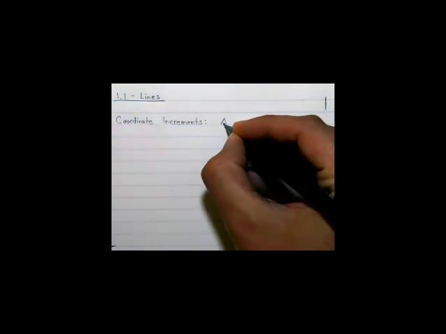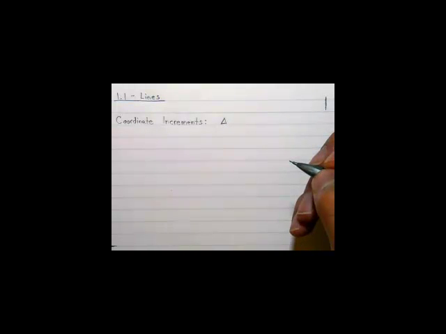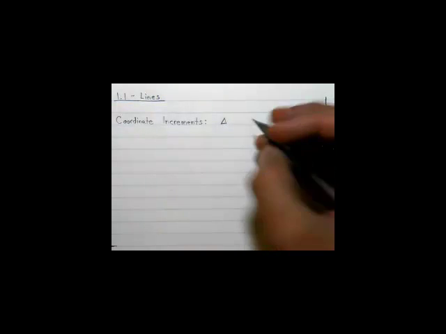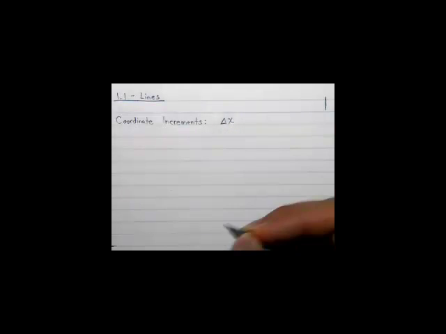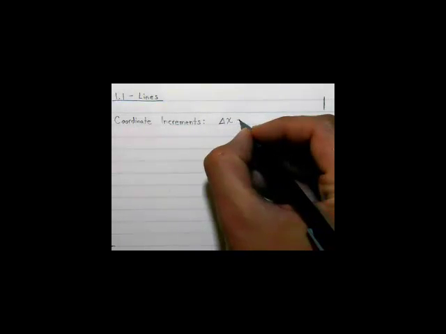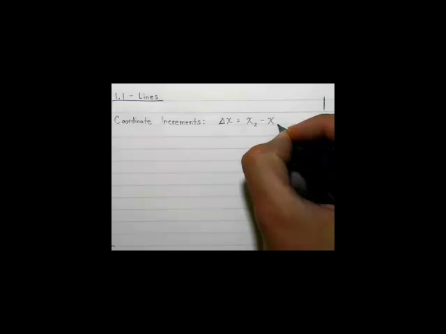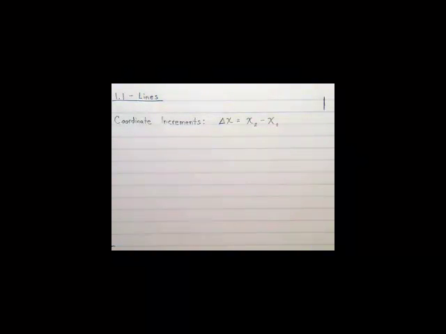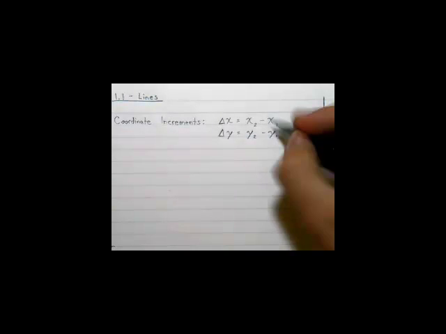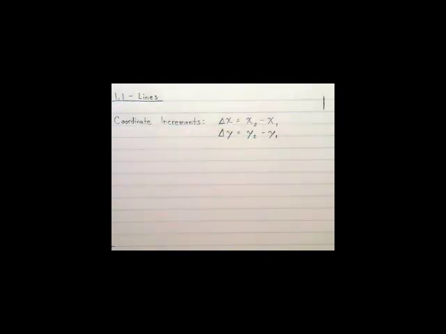Okay, and we're going to use the Greek letter delta. Have you all seen that before? The little triangle means change in. So delta x is the change in x. If we have two x coordinates, it would simply be the difference of them, x2 minus x1. That's the coordinate increment of x. And the coordinate increment of y, same thing, simply the change in the two y coordinates that we would have.